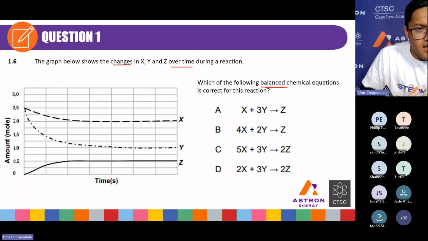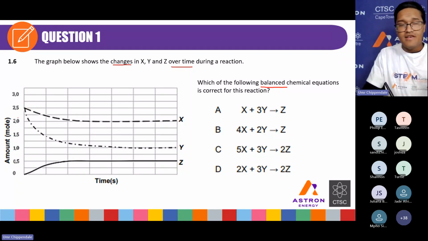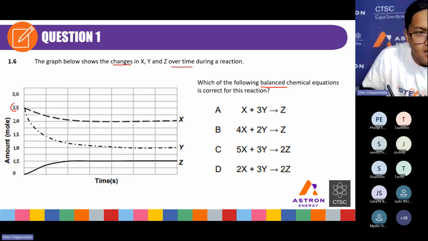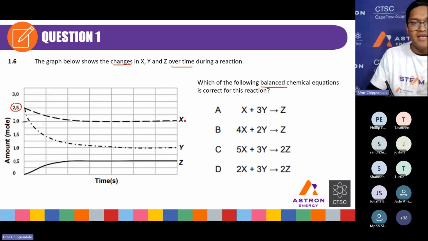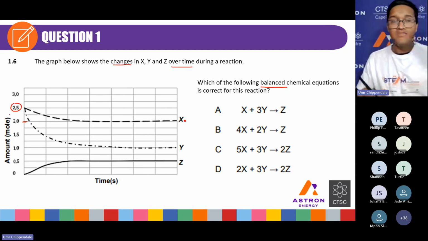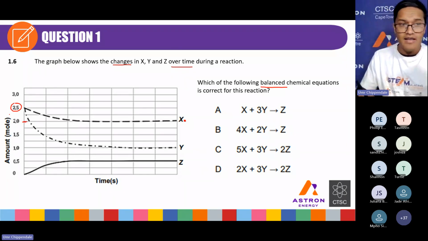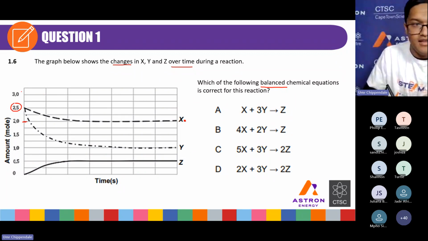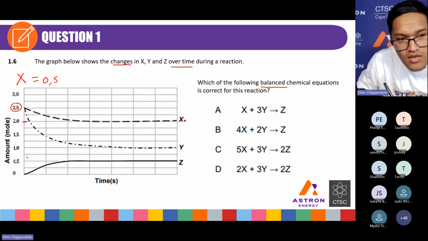Now in this case, we'll start from the top line, or at least the first line in our graph. You see it begins at 2.5 and it ends over here. Now, if you go in line with that, it ends here, which means for X, it started at 2.5 and it ended at 2. If we subtract those from each other, for X, 2.5 minus 2 is going to be equal to 0.5. Now, let's look at Y.